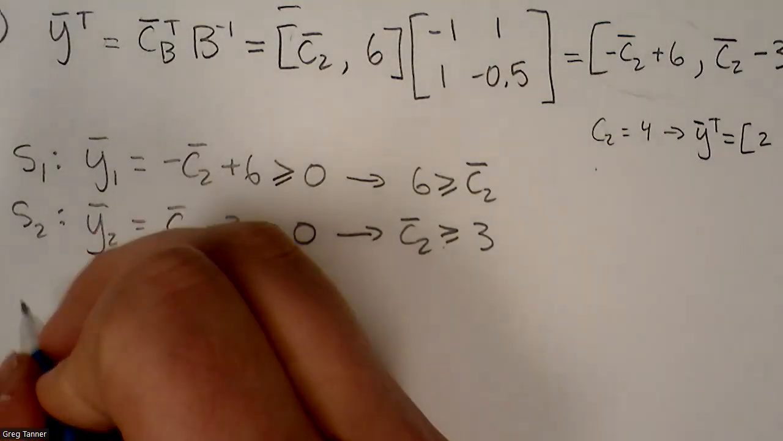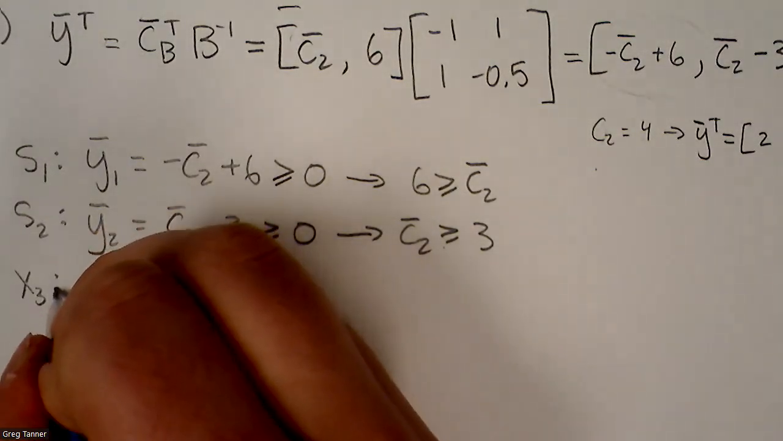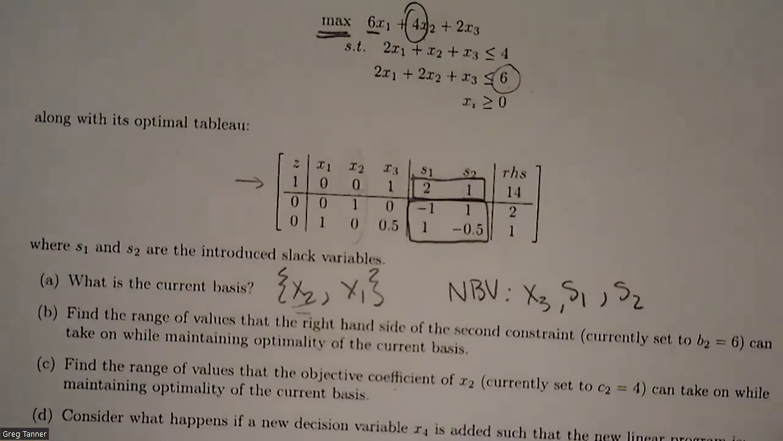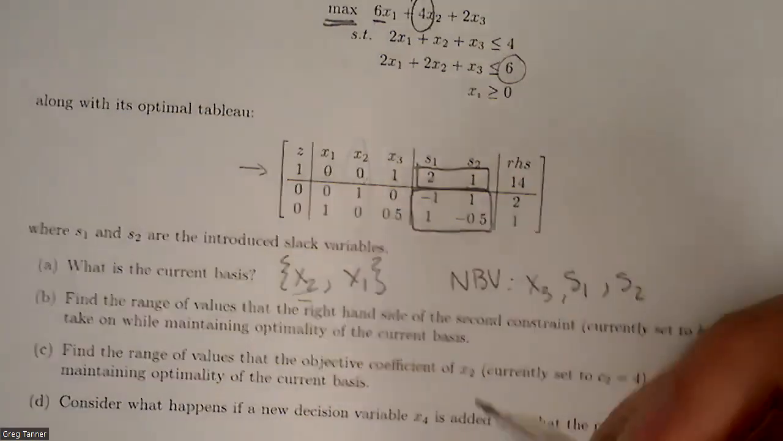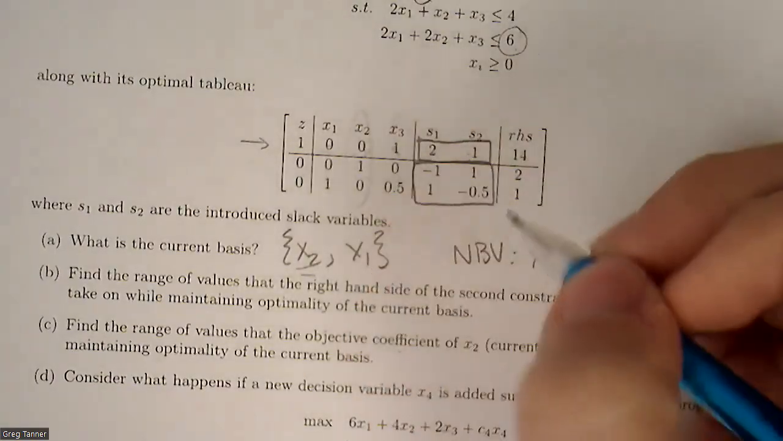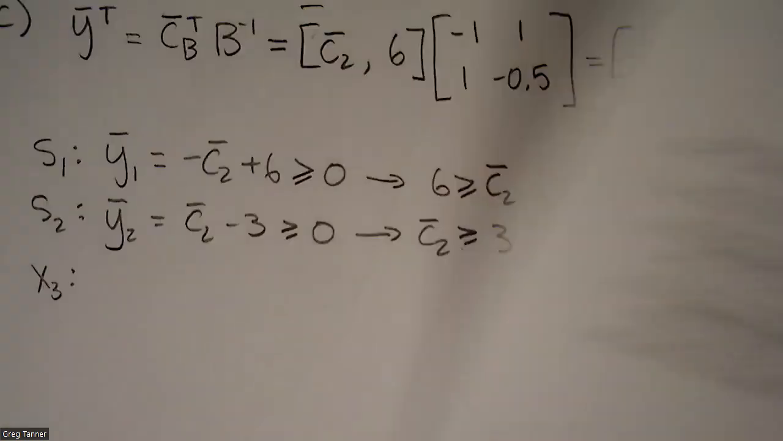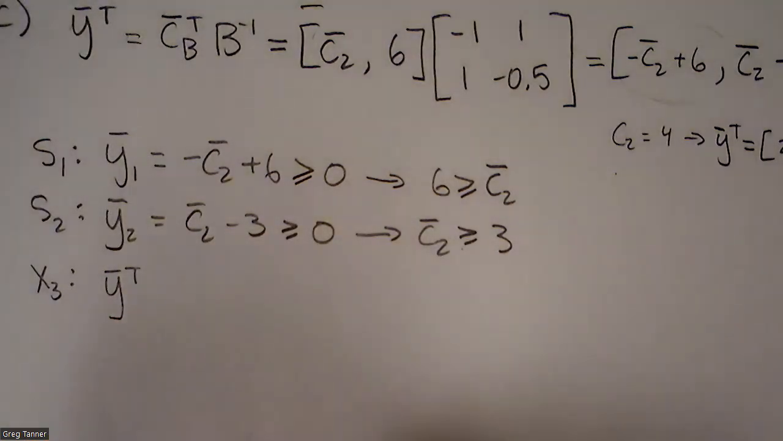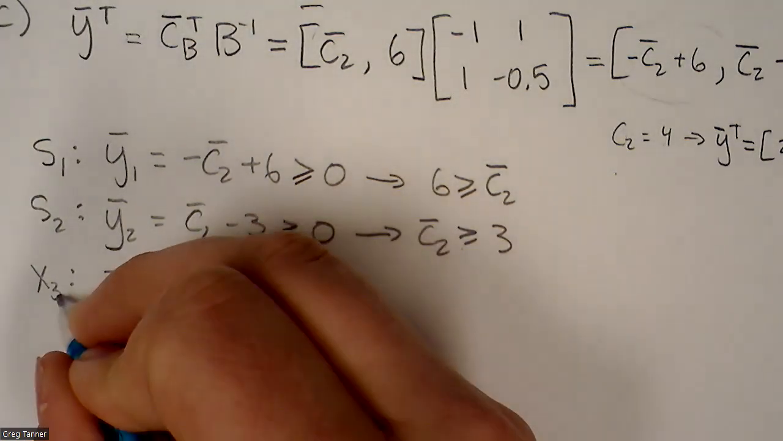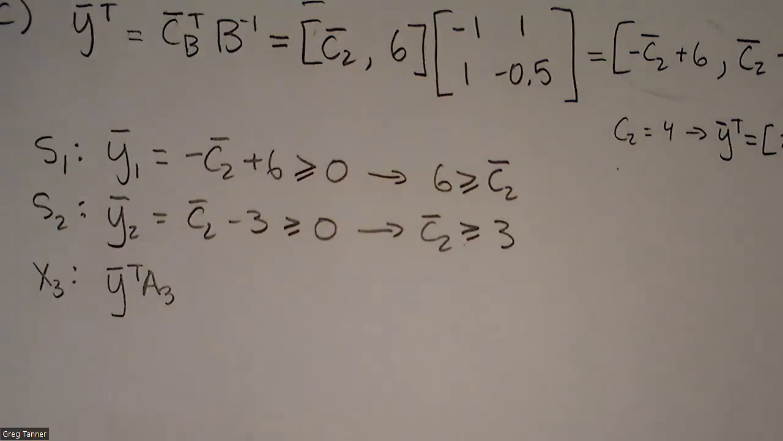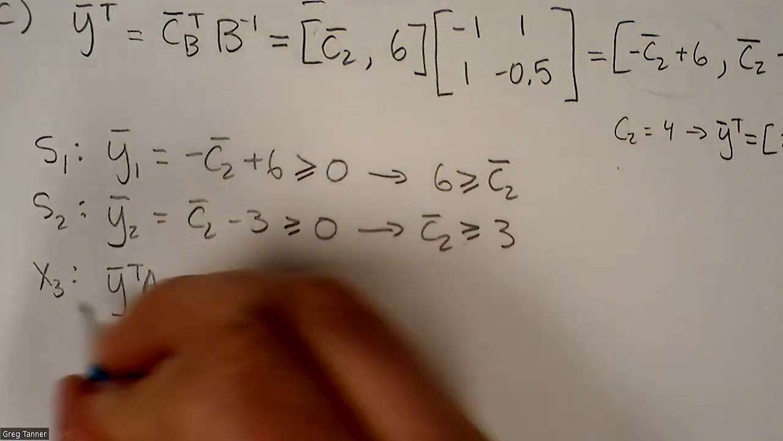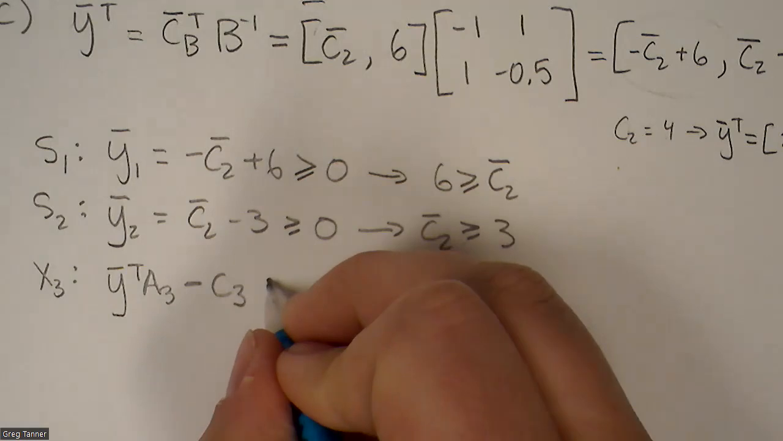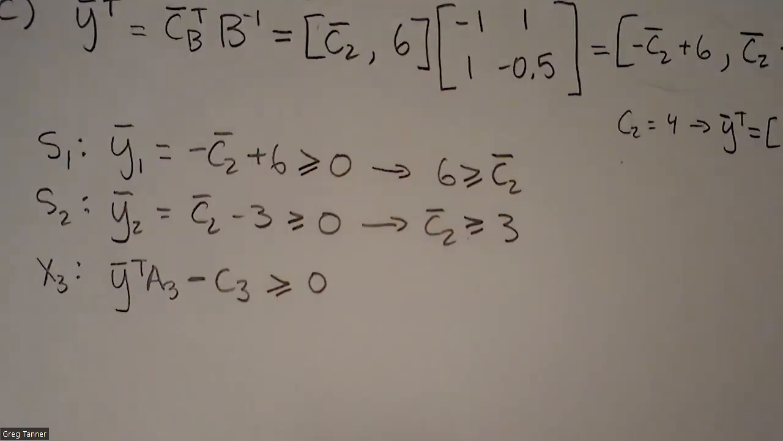We also need to check x3. When we look at the coefficient of x3, it's currently 1. What's the formula that would give us that value? The formula is y transpose times the column of that variable, which in this case we'll call A3, minus the coefficient of that variable, C3. And that needs to be greater than or equal to 0.